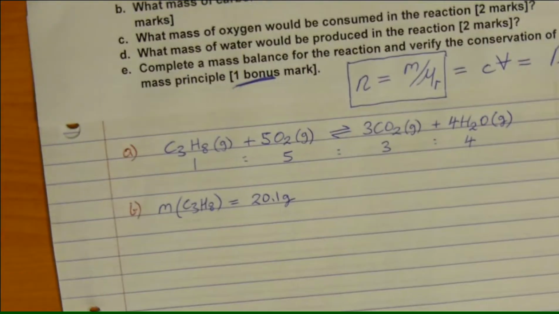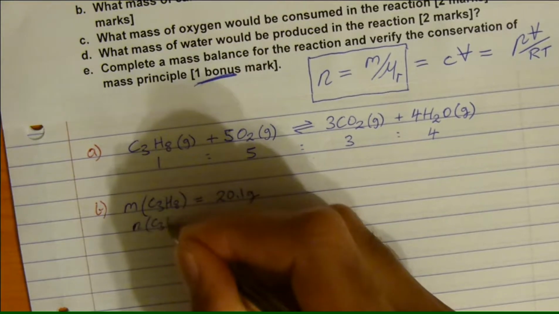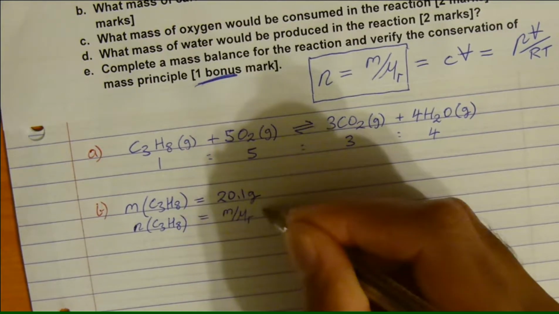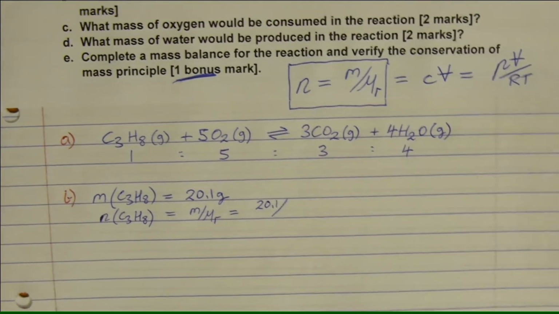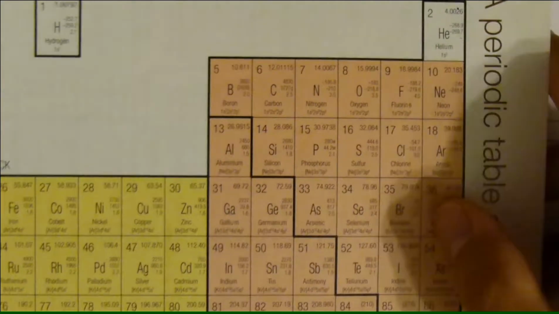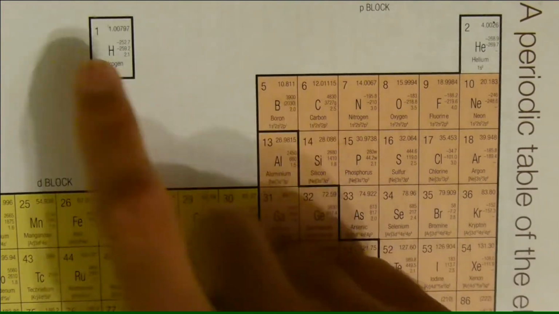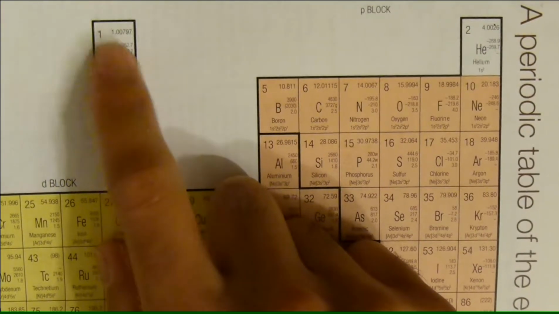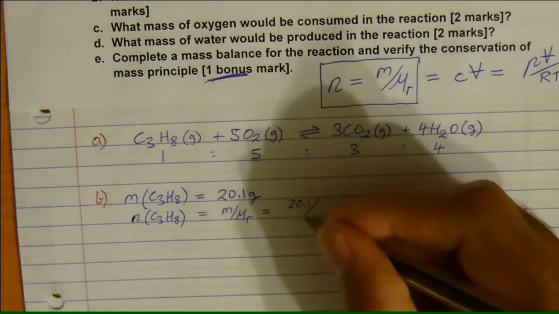Okay, so calculating now the number of mole of C3H8, which is equal to small m over big M, which is equal to 20.1 divided by, now for the molecular mass, guys, I'm going to assume that you know how to use the periodic table, and we're simply looking for the molecular weights. So we've got carbon 12, hydrogen 1, so I've got C3, so 12 times 3 plus 1 times 8, 36, 8, so it makes 44. So I'm going to write that straight in here.